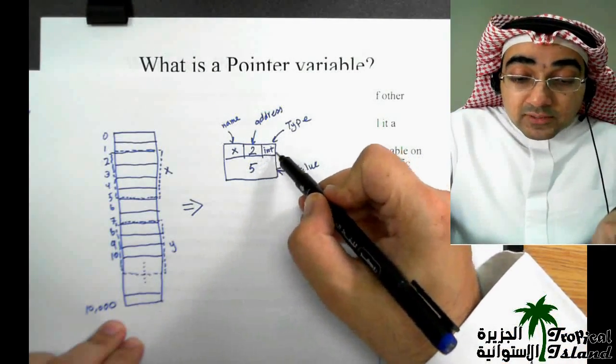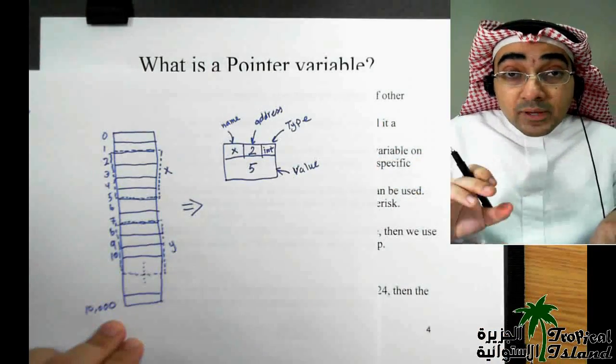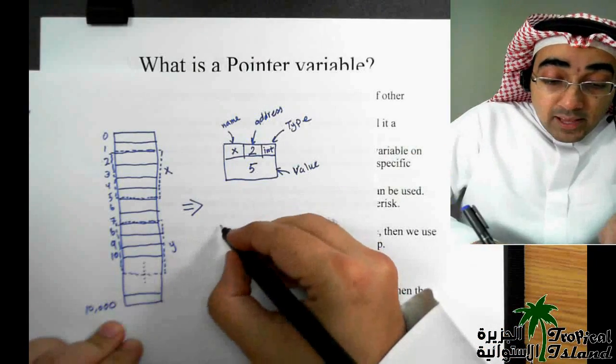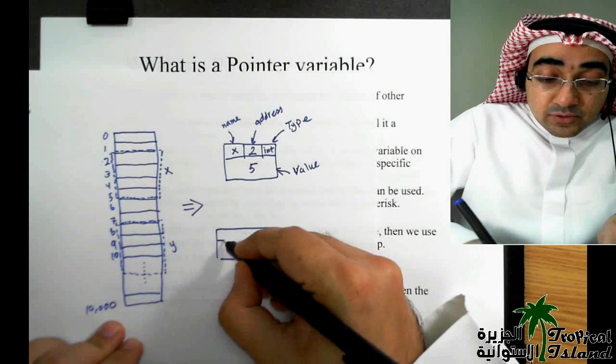Because I have saved the type over here, the int, and the value I put it over here. Okay, so this is a way of a memory representation, which is very useful in our case. And the same thing will happen to y. When we say int y, it's going to declare another structure for you over here.